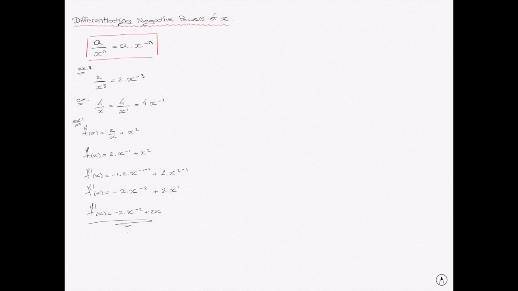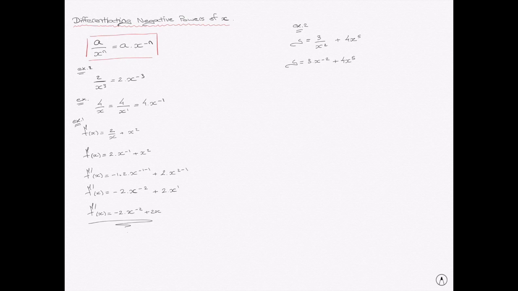Let's look at another example. I'll say example 2. Let's say we have to differentiate y equals 3 over x squared plus 4x to the power of 5. Well, in this case, we're going to start again by rewriting this function so that there are no x's on the denominators. And so we can go ahead and write y equals 3 times x to the power of negative 2 plus 4x to the power of 5.